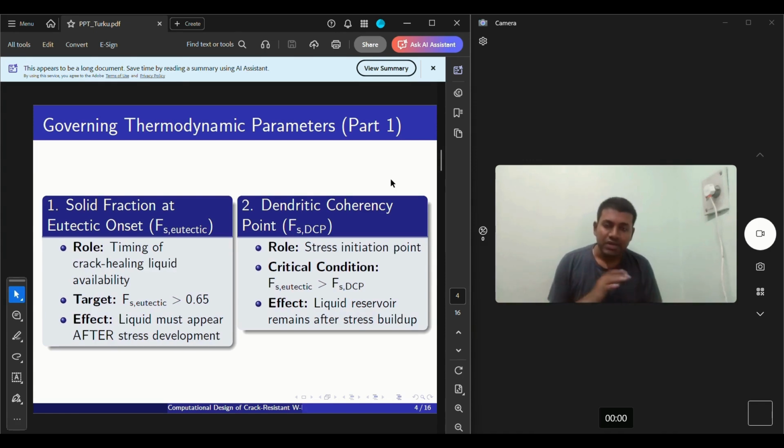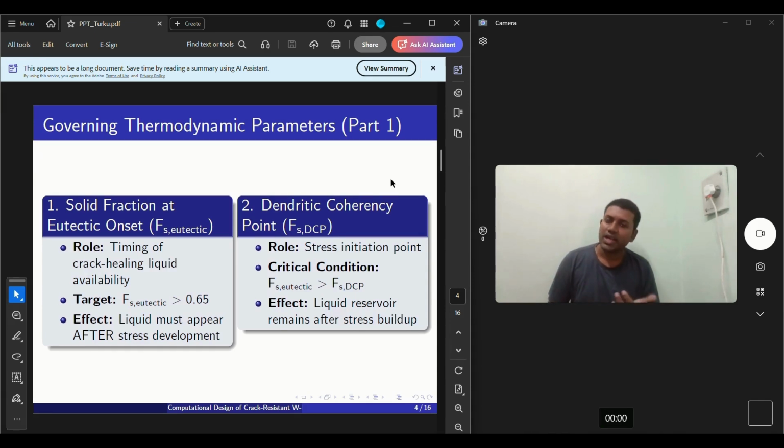For effective crack healing, the liquid must be present precisely when the dendritic networks get formed, at a higher Fs value, primarily close to or more than 0.65. If it starts at a very early phase, then it is completely absent when it is absolutely necessary, when the tensile stresses peak, and this makes it completely ineffective.